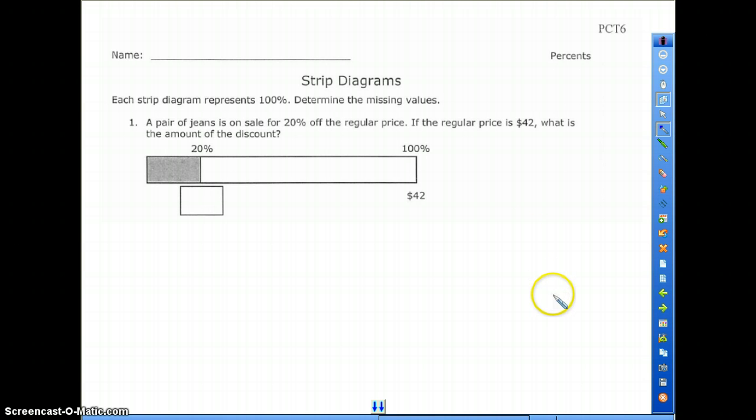Okay, strip diagrams. I have just enough time to get you started on this one. Each strip diagram represents 100%. Find the missing values. A pair of jeans is on sale for 20% off the regular price. If the regular price is $42, what is the amount of the discount?